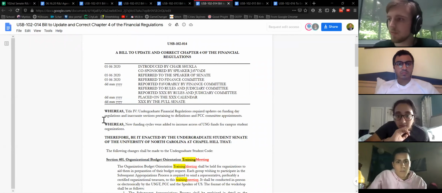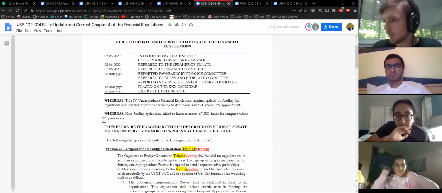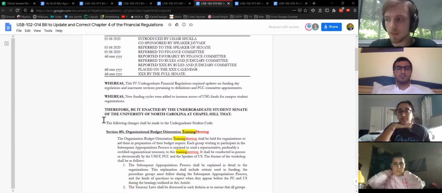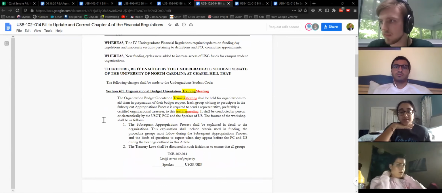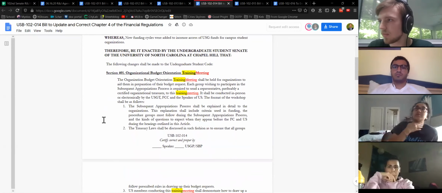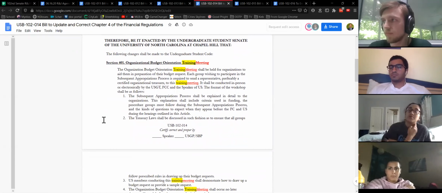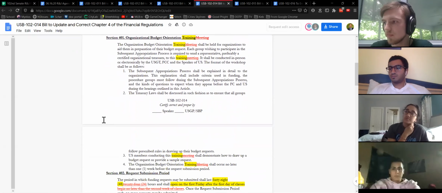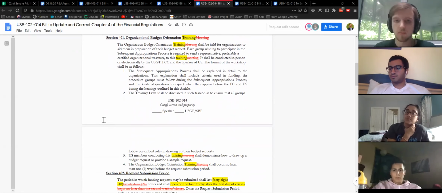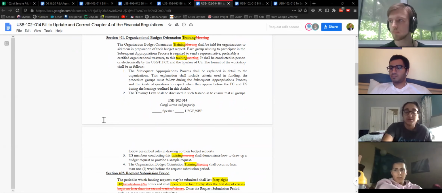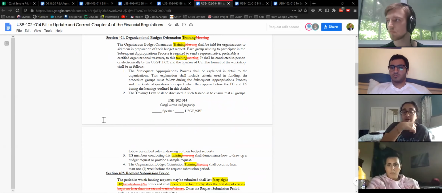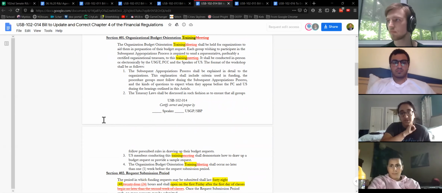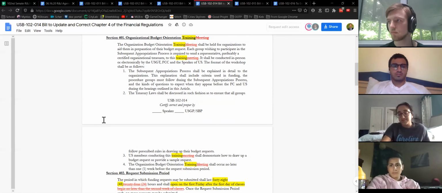Number 14. Ashna, I'll let you introduce this one. Okay. So this specifically outlines, we used to have a required meeting every year. Student organization treasurers would have to meet with me, and the speaker has to be in attendance. We would have sort of a workshop to let them know about the funding cycle. But this year, as you know, that will not happen.